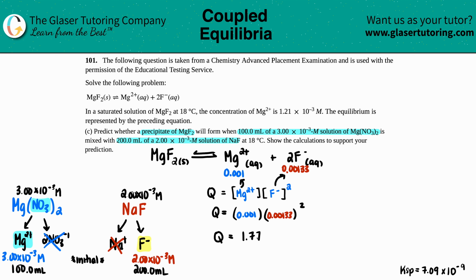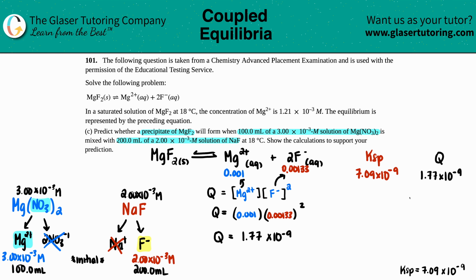Now what are we going to do with this value? Well, basically all we have to do is compare the Q value with the KSP. So maybe I'll put my KSP over here and my Q value over here. KSP, this number was found in part A. That's the 7.09 times 10 to the negative ninth. And the Q value that I'm at is 1.77 times 10 to the negative ninth.